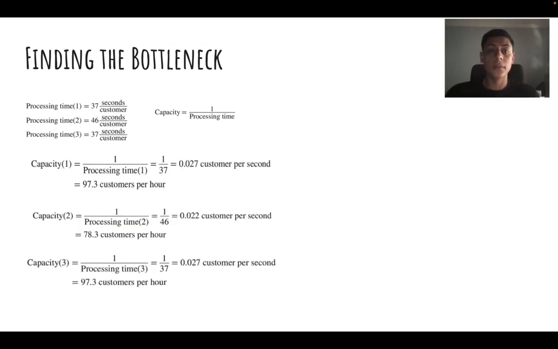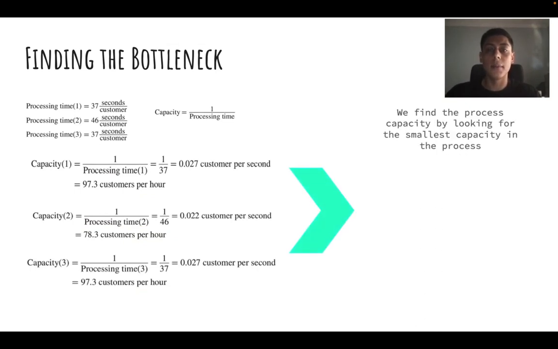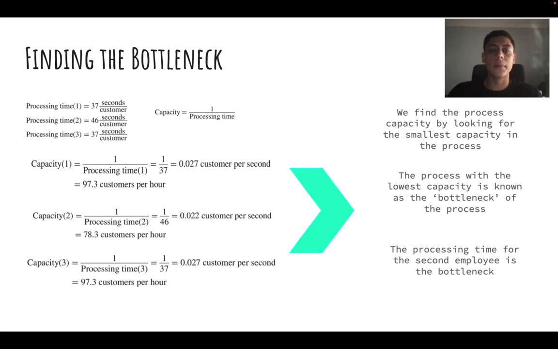As I mentioned earlier, we find the process capacity by identifying the process with the lowest capacity. The process with the lowest capacity is known as the bottleneck. In this example, it is clear that the bottleneck is the second employee within the process flow. The second employee serves substantially less people than the other 2 employees would. Employees 1 and 3 can serve a total of 19 more customers than the second employee. But despite this, the maximum amount of customers that the shop in total can serve is 78.3.